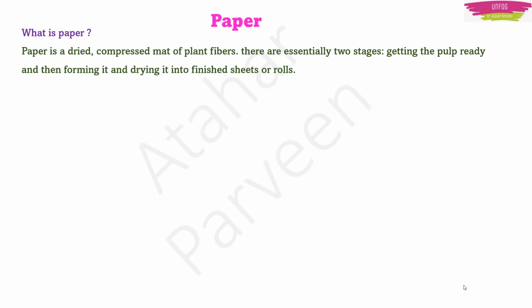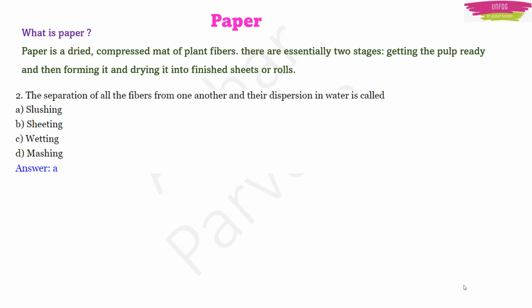So we are talking about materials we use in our daily life. Now what is paper? It is a dried compressed mat of plant fibers. Basically, there are two essential stages to prepare paper. First is getting the pulp ready and then forming it and then drying it into finished sheets or rolls. I want to explain more about paper in the form of questions, basically 1 mark questions. Now this separation of all the fibers from one another and their dispersion in water is called slushing.